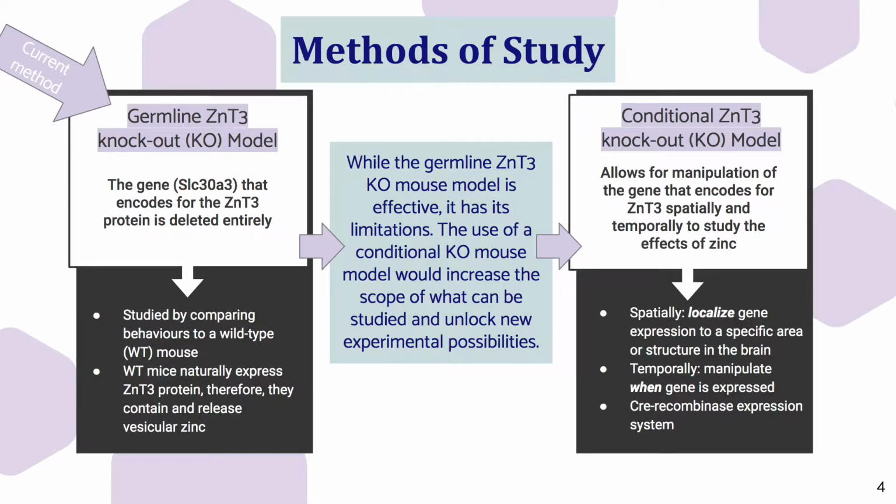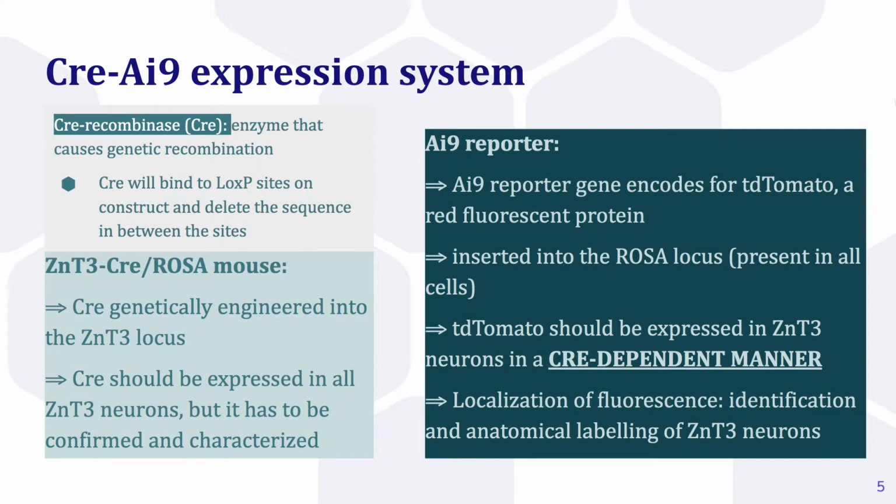A Cre recombinase expression system needs to be utilized. Cre recombinase is an enzyme that causes genetic recombination, and a tamoxifen-induced Cre expression system is commonly used in conditional knockout models to achieve cell-type specific gene expression. The mouse studied in my project was the novel transgenic ZNT3 Cre rosa mouse that had the Cre AI9 expression system. This mouse has Cre recombinase genetically engineered into the ZNT3 locus, so therefore, Cre should be expressed in all ZNT3 expressing neurons. But we had to confirm that it actually is.